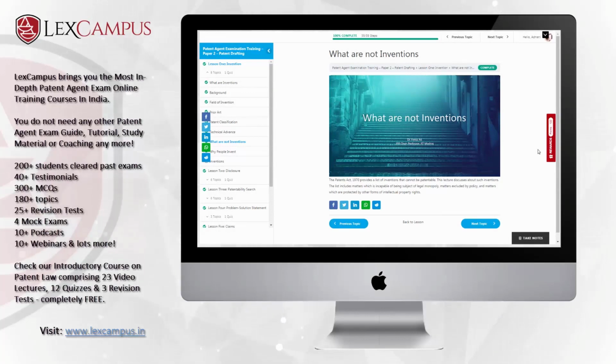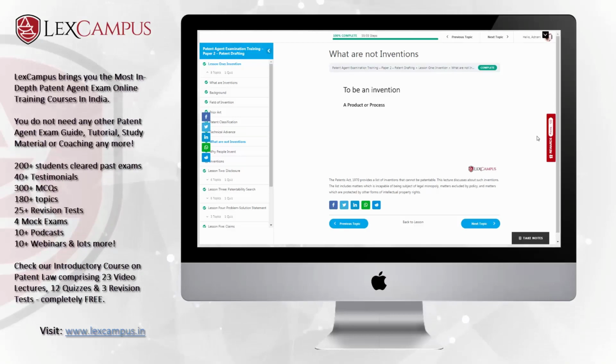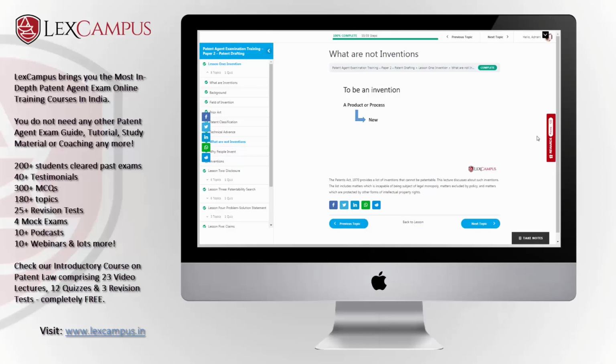What are not inventions? To be an invention, the invention should manifest in a product or a process. So you can only patent an invention which manifests as a product or a process. That product or process should be new, it should involve an inventive step, and it should be capable of industrial application. However, the Act in Section 3 and 4 lists a host of things that are not considered as inventions.